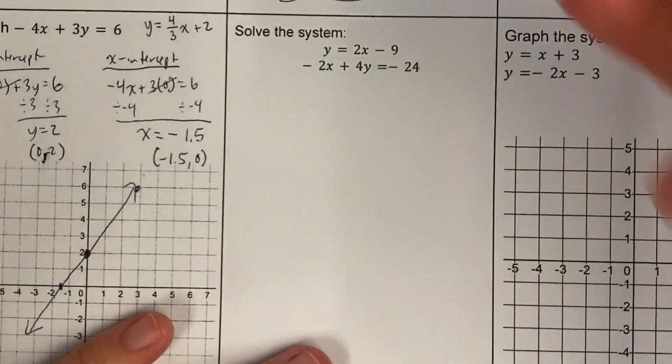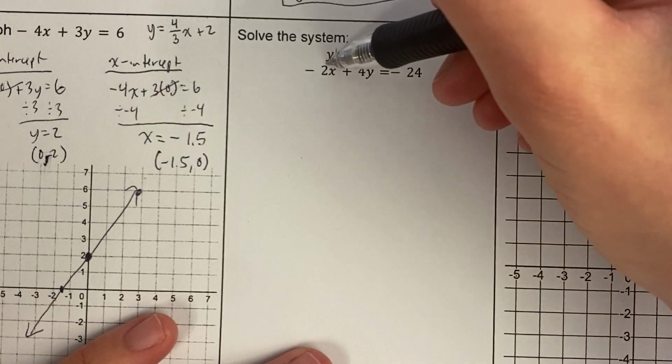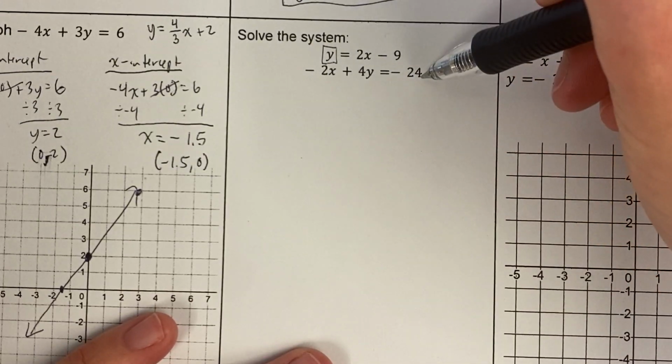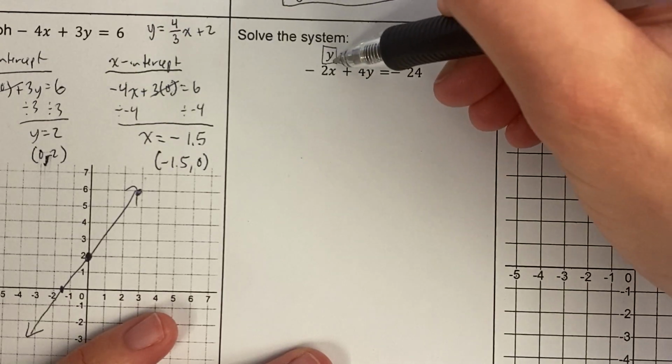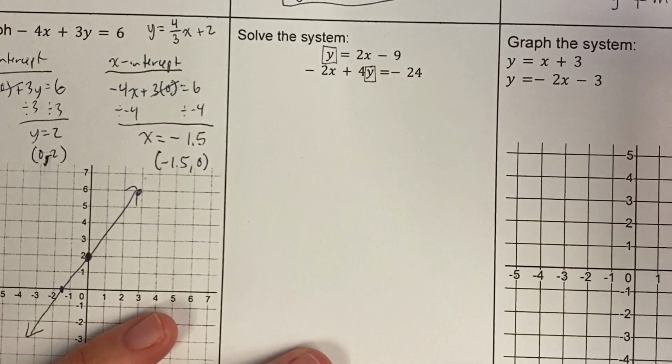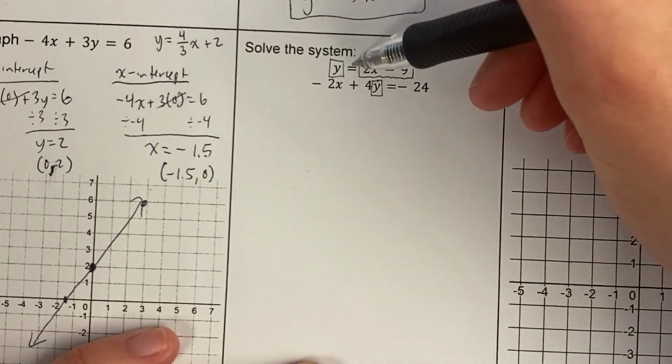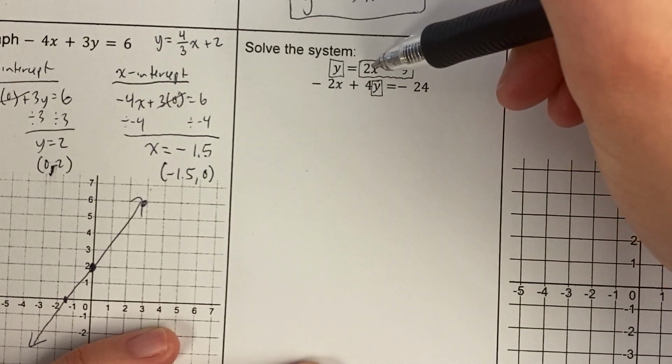Okay, solve the system. I notice here I have a y by itself, and I have an equation in standard form, right? One in slope-intercept, one in standard. So what I'm going to do is I notice this y is the same as this y, is the same as this. How do I know it's the same as this? Because this equal sign means this and this are the same, right?